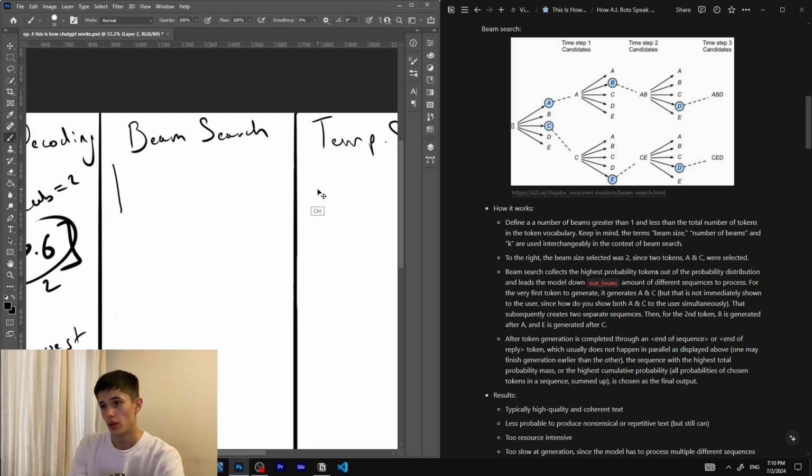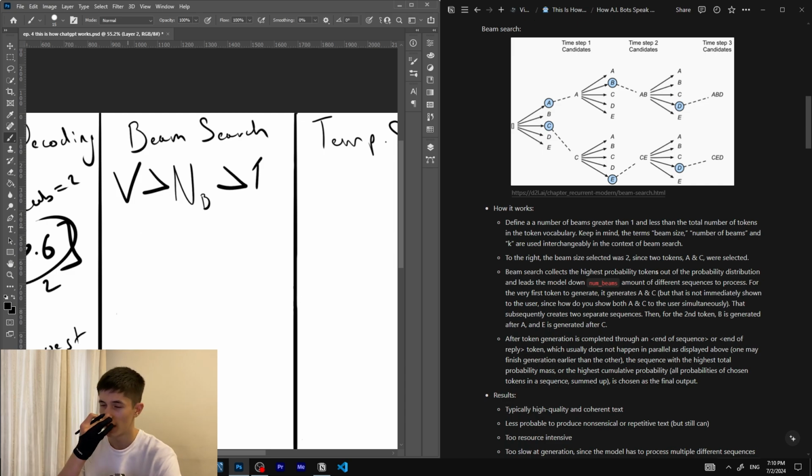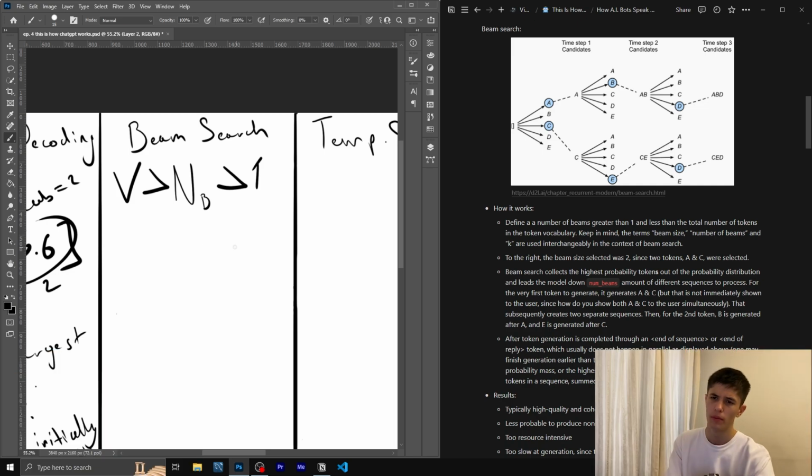So essentially, you first define a number of beams. This is an essential number that you have to define. Let's just say it's NB, number of beams, and it has to be greater than 1, but less than the vocabulary size. So if you have 30,000 vocabulary tokens, it has to be less than that, right? The reason it has to be greater than 1 is that if it is 1, it's just greedy decoding at that point. If it isn't, then there are multiple beams. Actually, no, it can equal the vocabulary size.